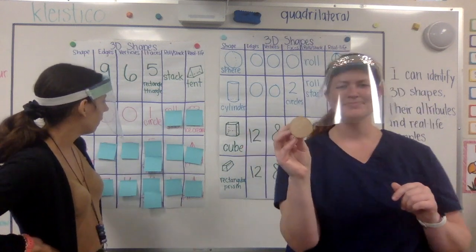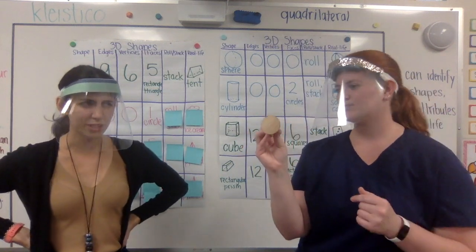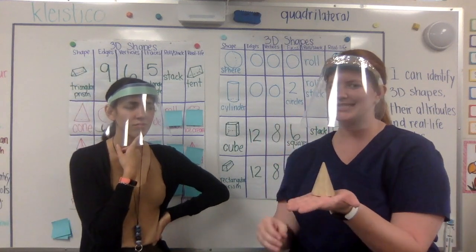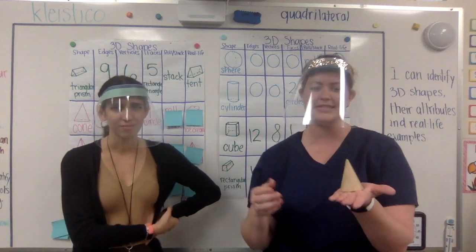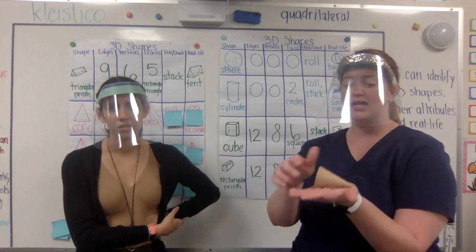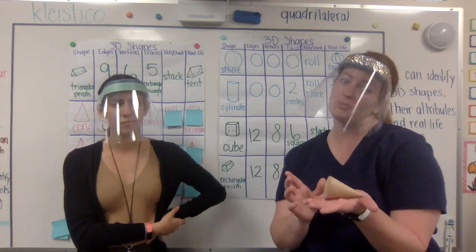Okay, so does that mean it would roll or stack, Miss Lime? Well, it has that flat edge, which means it can stack. If it has flat edges, I know it can stack. And it kind of spins. It can roll. It might not roll in a straight line, but it can roll a little bit.